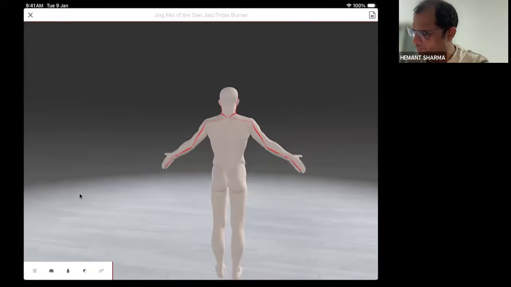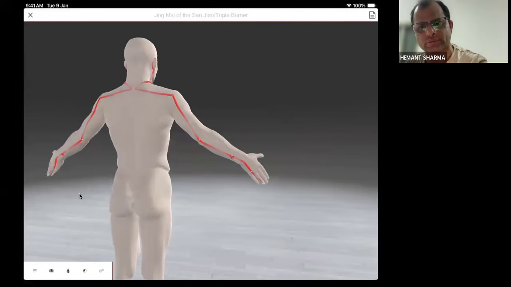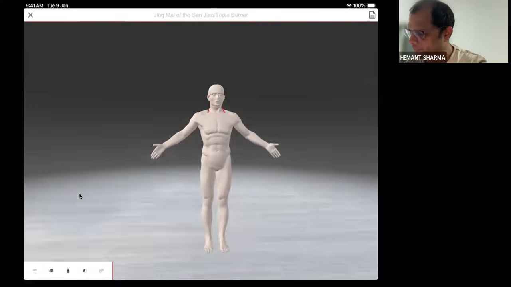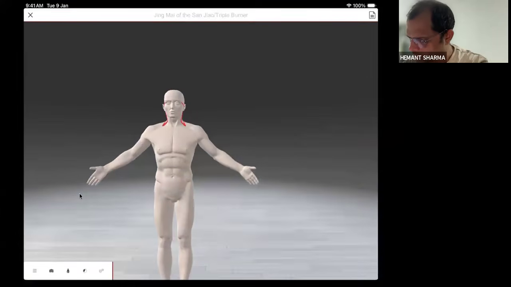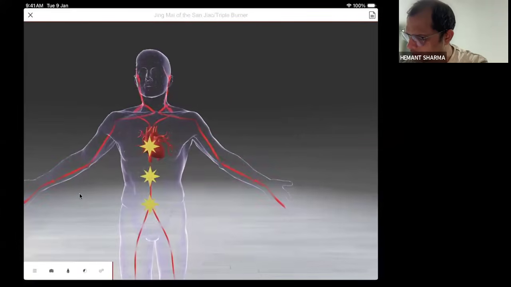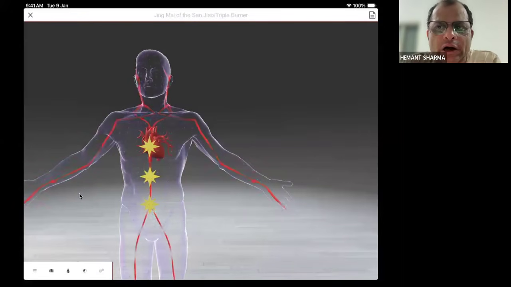Look, this is the triple warmer meridian. This is the triple warm. But if you go inside the triple warm meridian, we can see there are 3 stars. Upper star means it is warming the upper body. Middle star, it is warming the middle body. Lower star, it is warming the lower body.